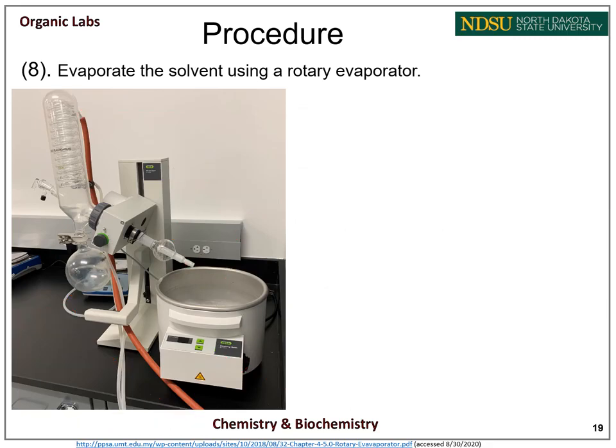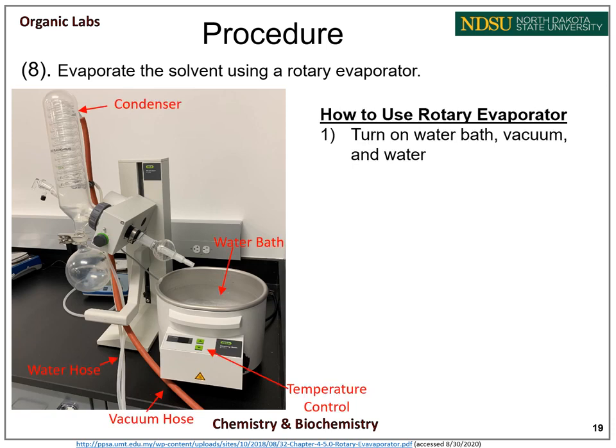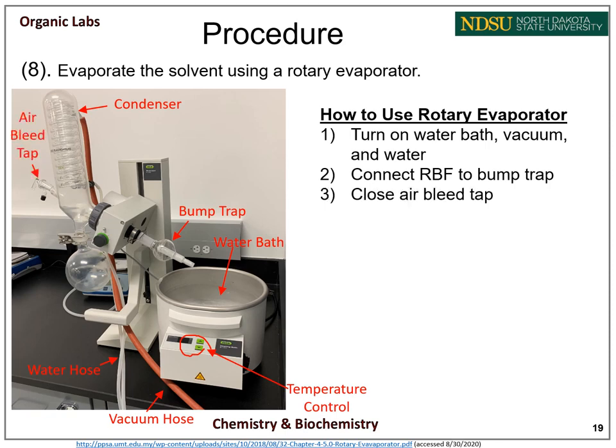Here's how to use the rotary evaporator. Turn on the water bath using the temperature control. Turn on the vacuum and turn on the water to the condenser. Connect your round bottom flask to the bump trap using the yellow clamp that you have in your drawers. Close the air bleed tap to put the system under vacuum. Turn on rotation using the rotation speed control knob. The purpose of rotation in rotary evaporation is to reduce the probability of bumping and foaming in your flask.